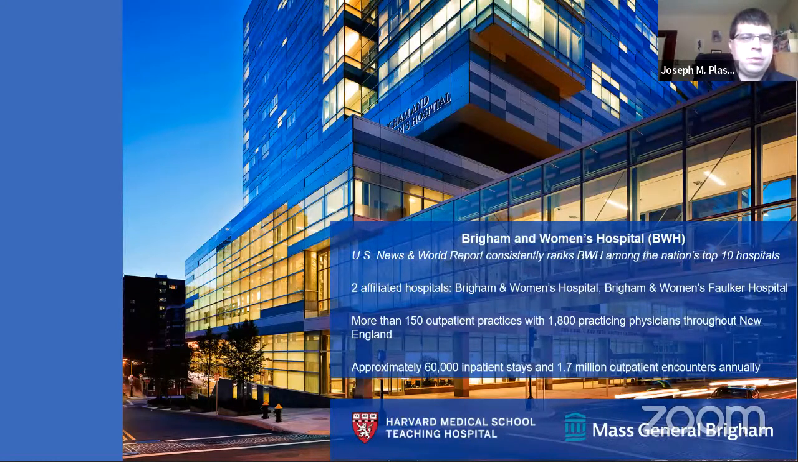Boston-based Brigham and Women's Hospital is affiliated with Harvard Medical School and a founding member of Mass General Brigham, a large integrated healthcare network. U.S. News and World Report consistently ranks Brigham and Women's Hospital among the nation's top 10 hospitals.